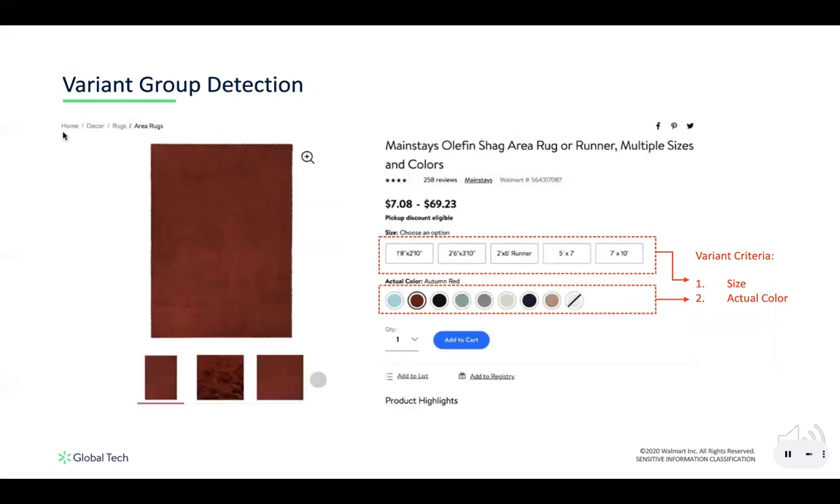Here is a real-world example of variant grouping at Walmart. When shopping online, customers expect all item variants. Here, a customer could be searching for an area rug and would be interested in looking for similar area rugs with different sizes or colors. It would be ideal to retrieve variants so the customer could make a well-informed shopping decision.